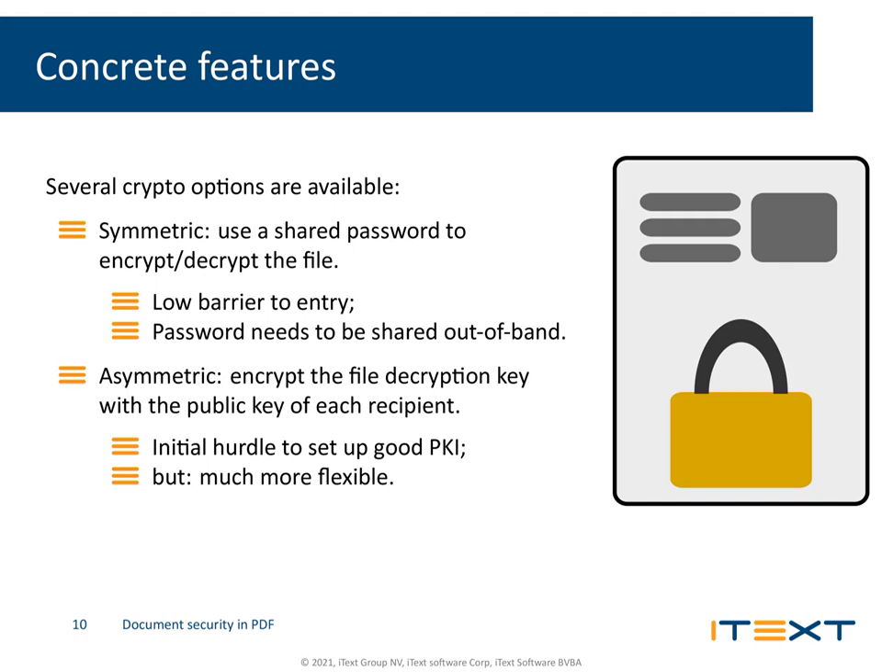Then you can also opt for asymmetric encryption. So you encrypt the file decryption key with the public key of each recipient. So under the hood, this of course still uses symmetric encryption, but the key to decrypt the file is encrypted separately for each recipient. The disadvantage of this is that, of course, the initial hurdle to set up good PKI in a way that users understand and can work with is pretty high. But on the other hand, it does offer much more flexibility, and it's also more secure in a way, because you don't need to actually distribute passwords to files in a systematic way.